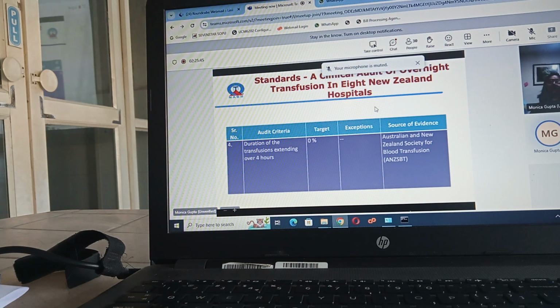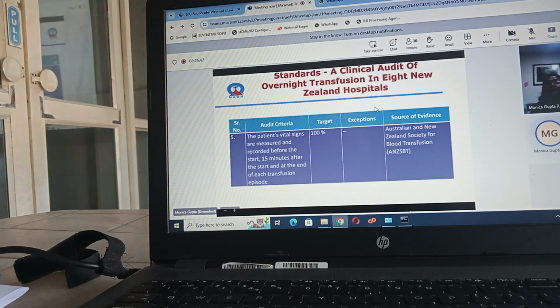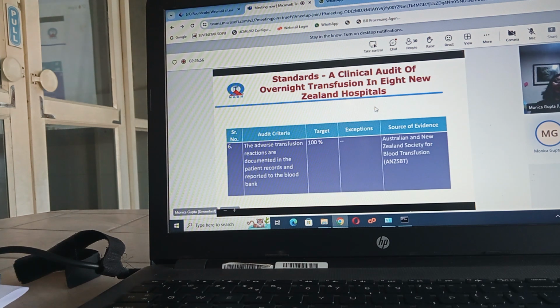Australian and New Zealand Society: the patient's vital signs are measured and recorded before the start, 15 minutes after the start, and at the end of each transfusion episode, and our target is 100%. Adverse transfusion reactions are documented in the patient records and reported to the blood bank.